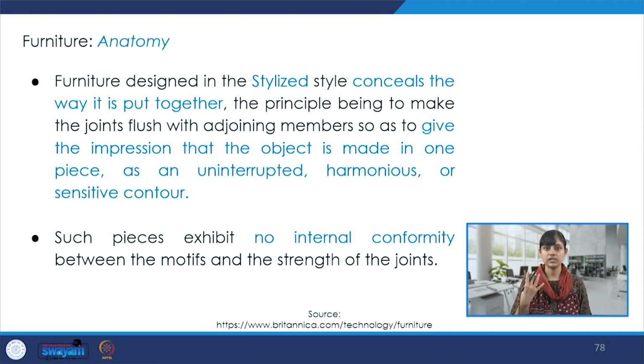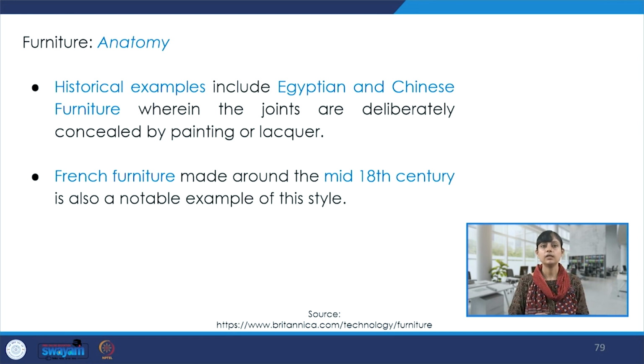As far as the stylized version is concerned, it conceals the way it is put together. It gives the impression that the object is made in one piece, with an uninterrupted, harmonious contour. So maybe we are not able to see the joinery, or it is designed in a manner that the pieces put together do not reveal how they came together. There are historical examples like Egyptian and Chinese furniture where the joints are deliberately concealed. We also see examples from Japanese furniture style which reflect this concealing of joints.